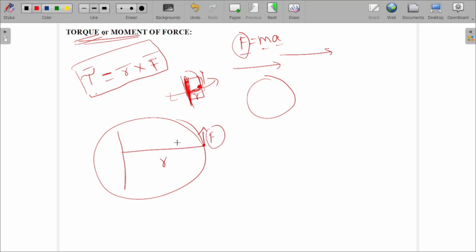So what's happening here? Torque is happening because of this force at a distance r. Then this rod is going to rotate, this rod is going to move. Then that will be called torque.